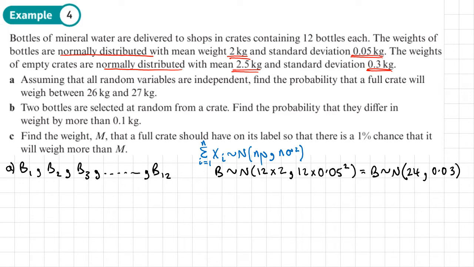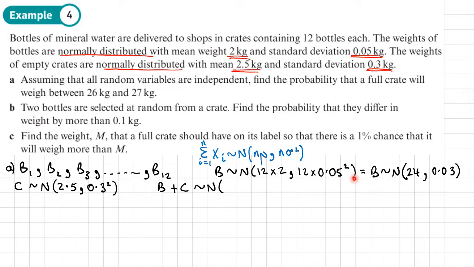And for the crate, I'll use C for crate. We only have one crate, so its weight, the empty crate, has a mean weight of 2.5 and a standard deviation of 0.3, so a variance of 0.3 squared. And what we want to do is to find the distribution for the weight of the 12 bottles in the crate. So that's going to be B, that's my 12 bottles, plus C, the crate. So B plus C, the bottles plus the crate, is going to be normally distributed.